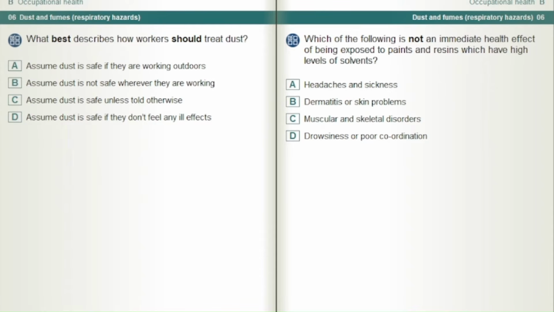What best describes how workers should treat dust? Assume dust is safe if they are working outdoors. Assume dust is not safe wherever they are working. Assume dust is safe unless told otherwise. Assume dust is safe if they don't feel any ill effects.